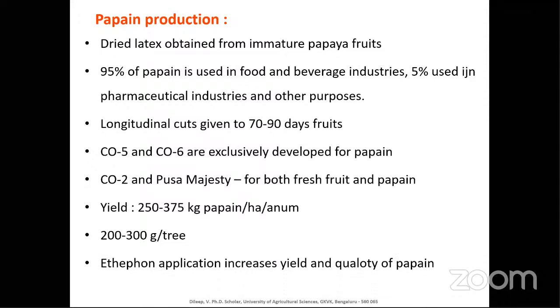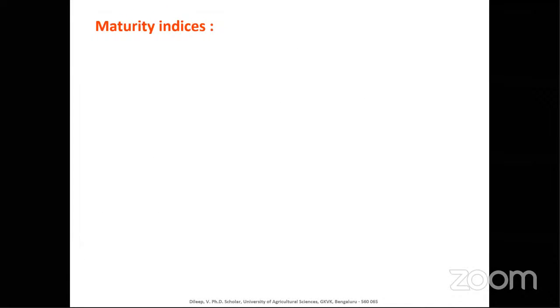Okay, so this is one of the important things, that is ethephon. Ethephon application also increases the flow of ethylene. Okay, it gives yield and quality. Sorry for the spelling mistake. That will increase the yield and quality of papain.